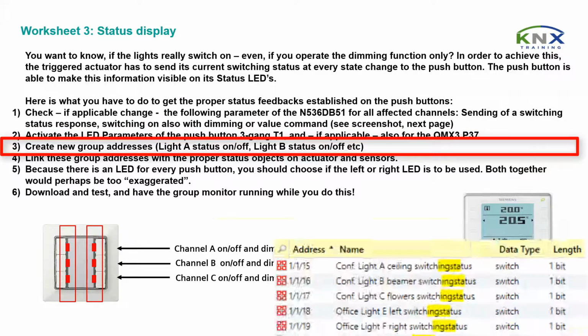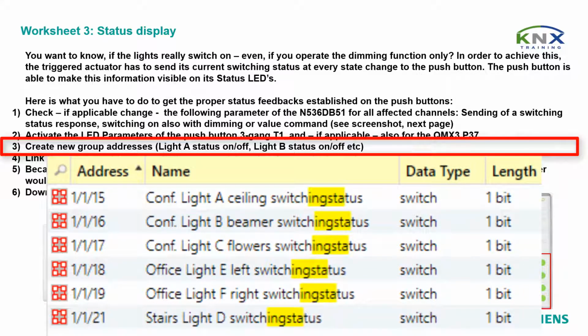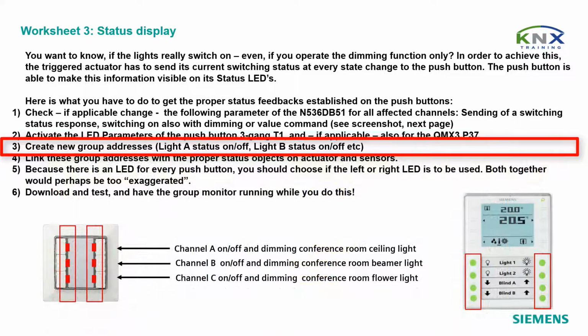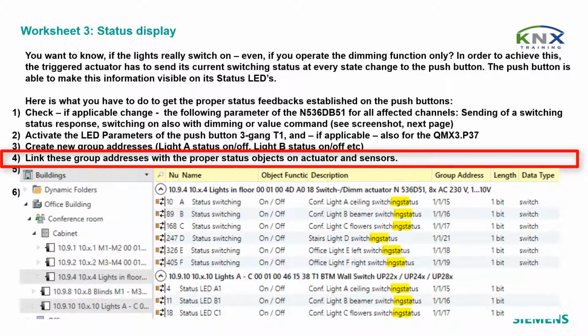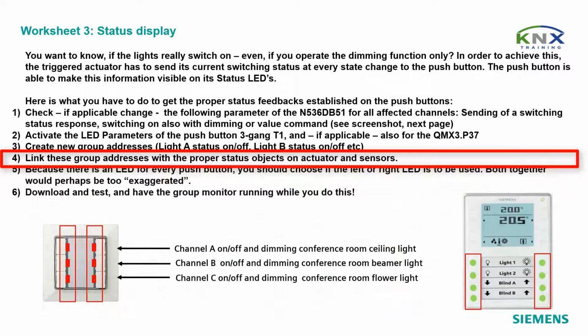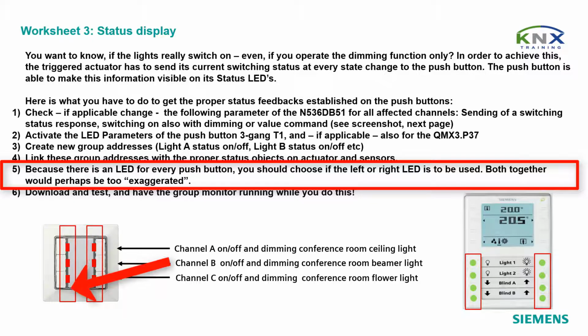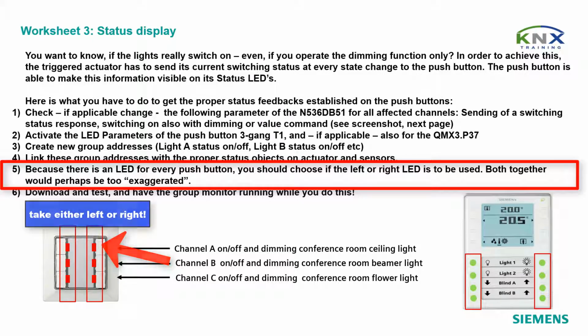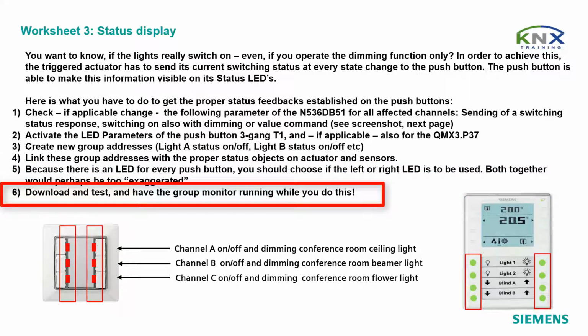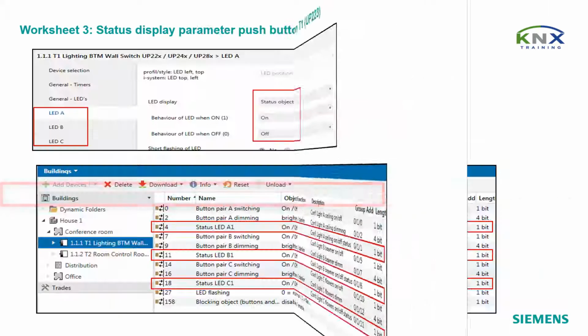3. Create new group addresses: Light A, status on-off, light B, status on-off, etc. 4. Link these group addresses with the proper status objects on actuator and sensors. 5. Because there is an LED for every push button, you should choose if the left or the right LED row is to be used. Both together would perhaps be too exaggerated. 6. Download and test, and have the group monitor running while you do this.